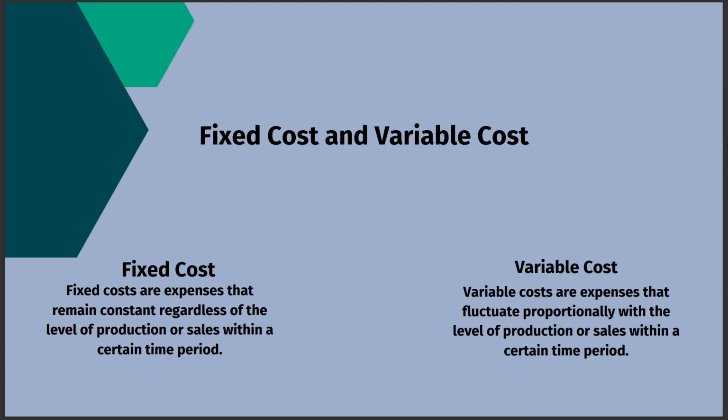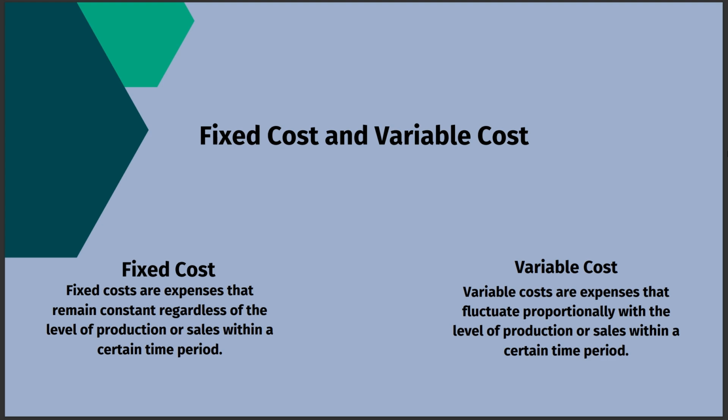What are fixed costs and variable costs? Fixed costs are expenses that remain constant regardless of the level of production or sales within a certain time period. Fixed costs are the expenses a business incurs that don't change with the amount of goods produced or services provided. These costs are not directly associated with manufacturing a product or delivering a service. Fixed costs are normally independent of a company's specific business activities.